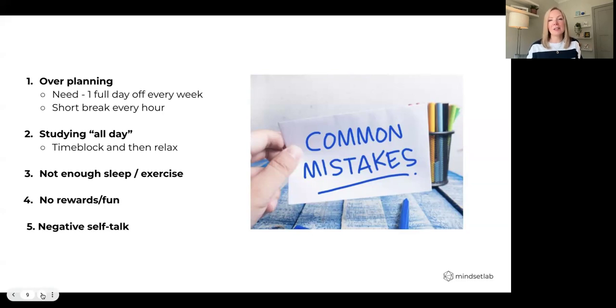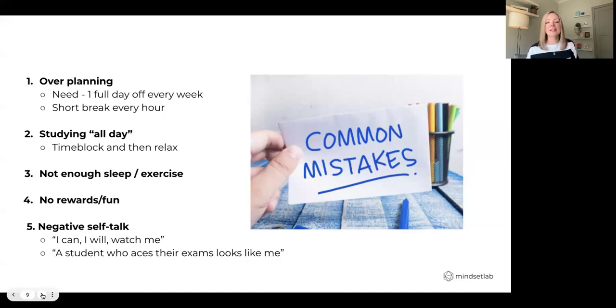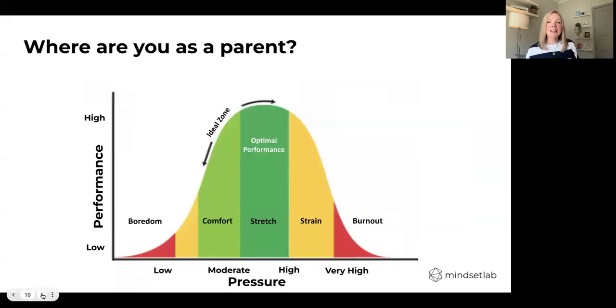And then lastly, negative self-talk. Really, really important at this time. Not going to talk too much about this other than give a quick tip: affirmations can be super helpful. So, I can, I will, watch me. That can be a lovely affirmation. And another example is, a student who aces their exams looks like me. So we want to really reverse that negative self-talk and start to back ourselves, believe in ourselves, in order to achieve our full potential.